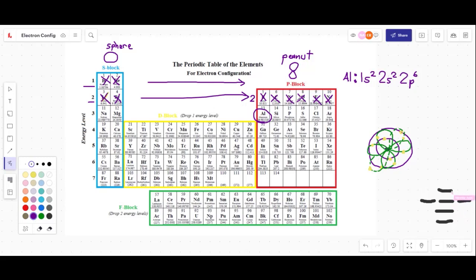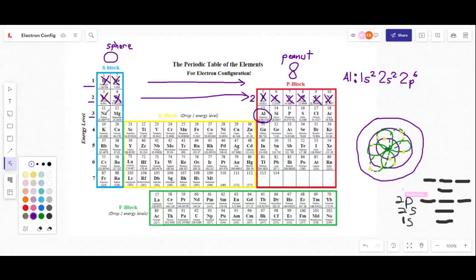All right, I still haven't arrived at aluminum yet, so I'm going to keep filling up boxes until I get to aluminum. So I'm now in the 3rd energy level. What orbital is going to come next? What do you think? It should be S. Yeah, it's going to be a 3s. So the 3s is going to be spherical just like the other times, but this one's going to be even further out.